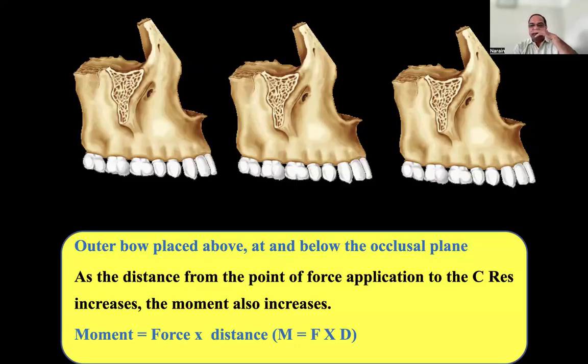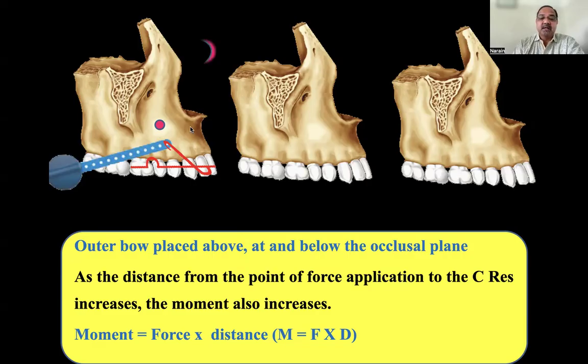So we were talking about placing the outer bow above the center of resistance, through the center of resistance, and below the center of resistance. Now, the outer bow is placed above, at, and below the occlusal plane, not the center of resistance. So in all the situations, the bow is below the center of resistance of the maxilla. So always you're going to get a clockwise movement. But what is the difference? The difference is in the moment produced. So that is the center of resistance. Now, you are passing it above the occlusal plane. So it is still below the center of resistance, and you will get a clockwise movement.